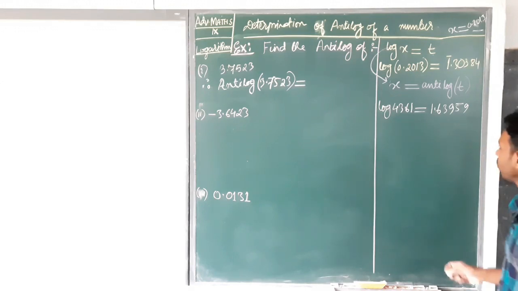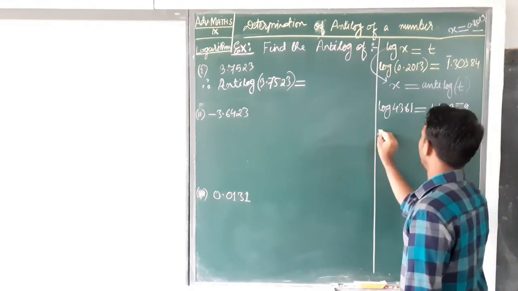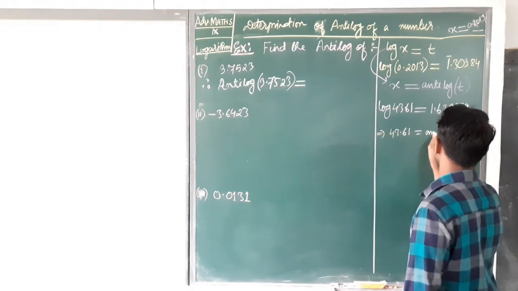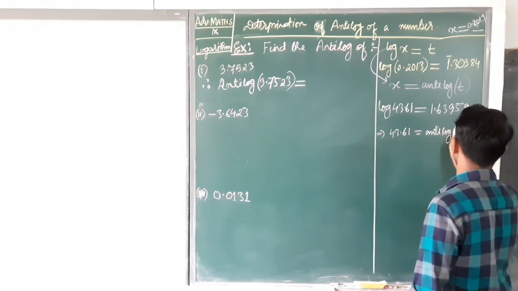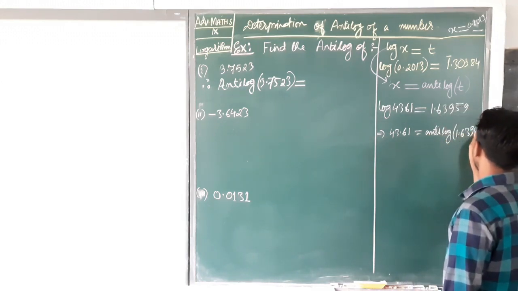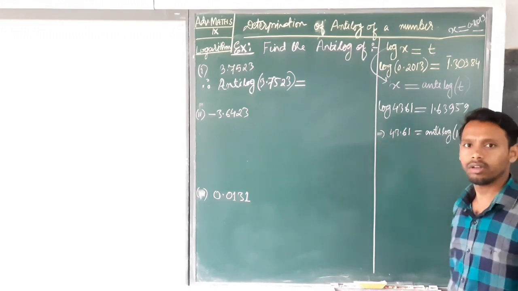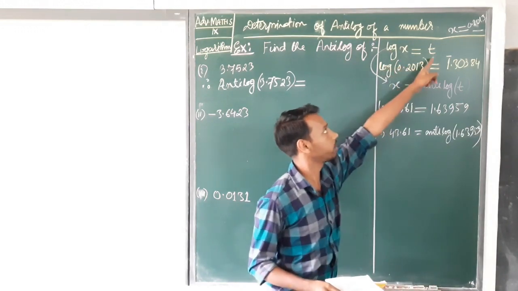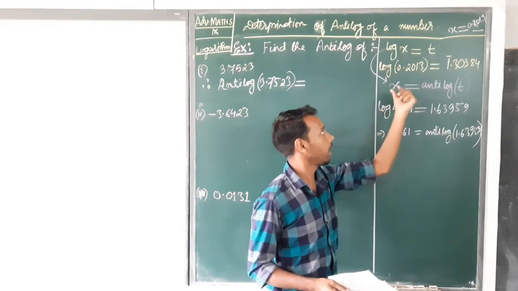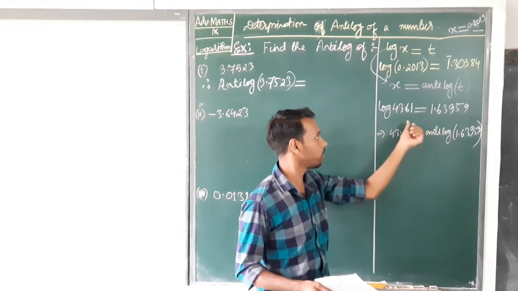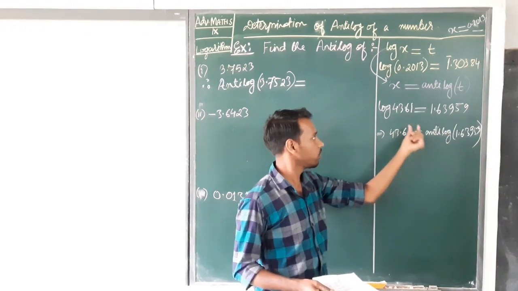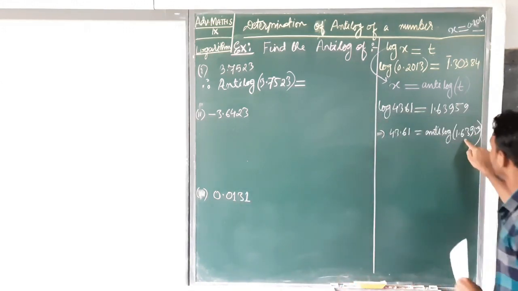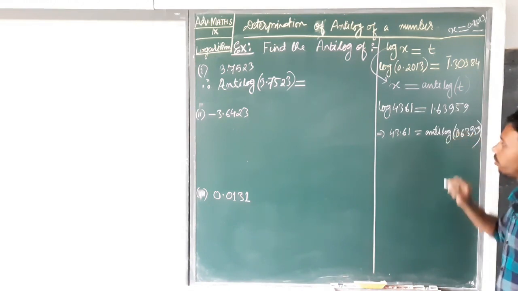Here you see, we can do what? Therefore 43.61 equal to antilog of 1.63959. Alright, this we can write. By this concept, if log of x is equal to t, then x equals antilog of t. So if log of 43.61 is this, 43.61 is antilog of this. What does it mean? This antilog of 1.63959, how do we get this integral part?